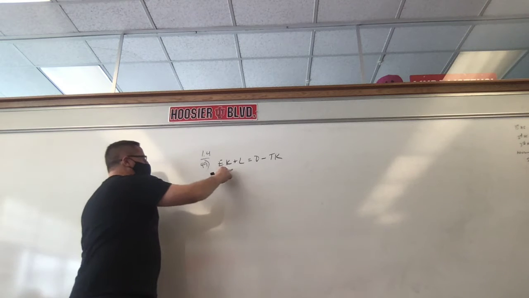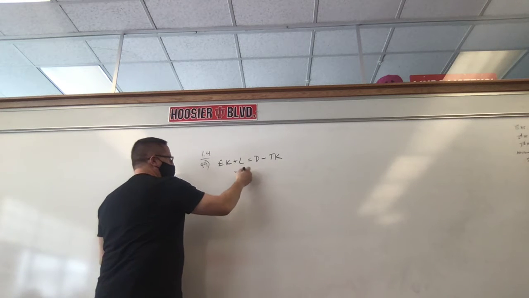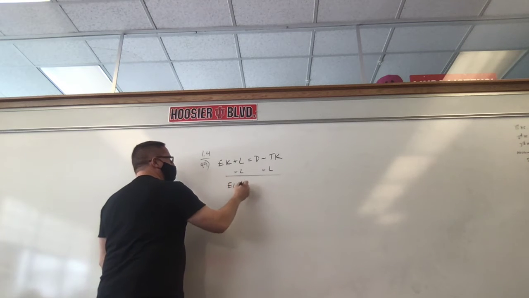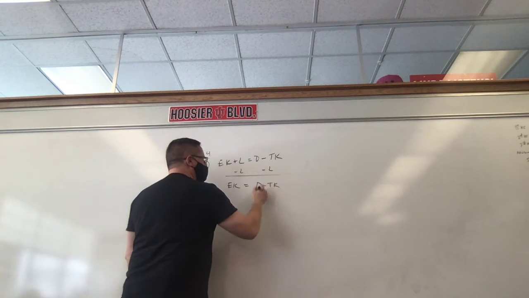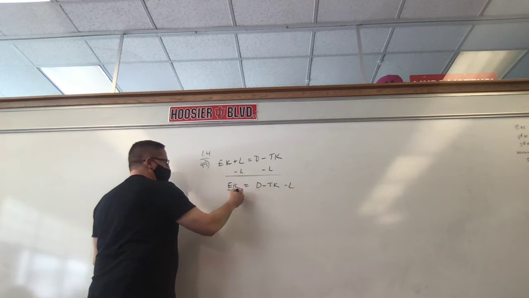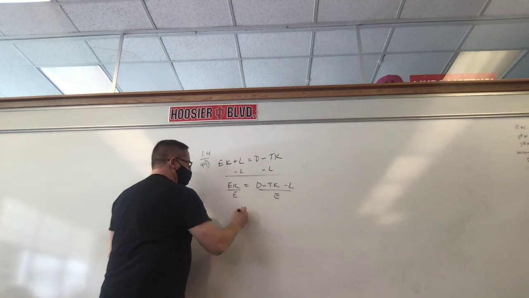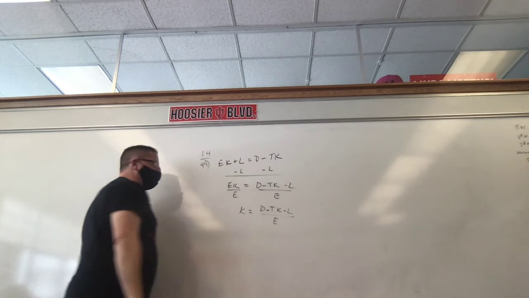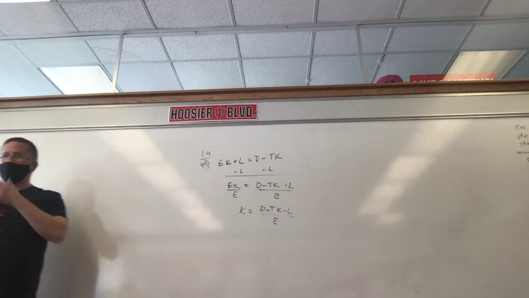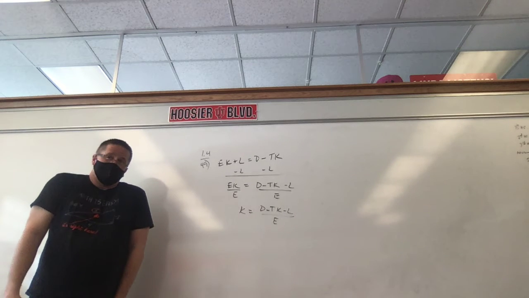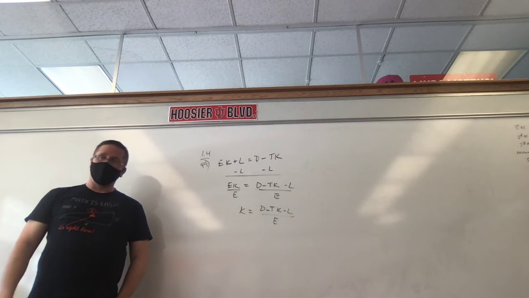If I want to get K by itself, I could definitely subtract L to each side. Don't write this down. So we have EK equals D minus TK, minus L. And then to get K by itself, we divide by E, and you have K equals D minus TK minus L over E, okay? Is that okay? I told you not to write it down. There's a reason. I mean, K's all by itself. Do you think that's an okay answer? No. Why? Here's why.